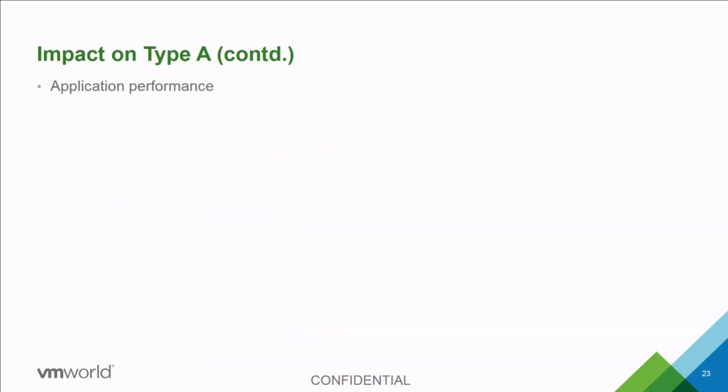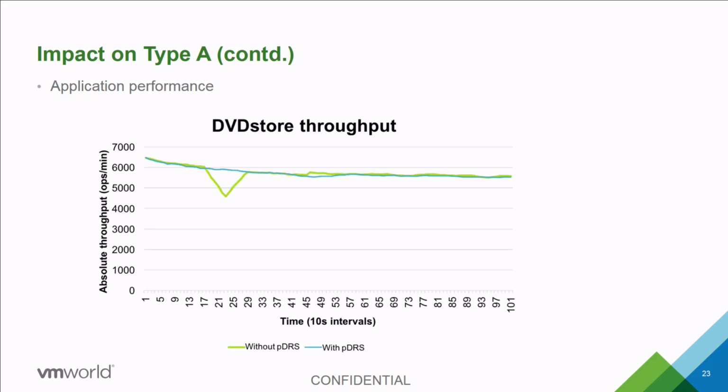Okay. Now let's see how the resource contention I showed in the last slide has translated into application performance. If you look at the DVD Store throughput charts, this is what we have seen. Again, I have two runs here. The green one is without predictive DRS, and the blue one is with predictive DRS. You can see at this point the type B workloads start. When all these type B VMs start, contention was created at this point. And without PDRS, since there was contention, my application performance has dropped. And that is the dip in the green curve.